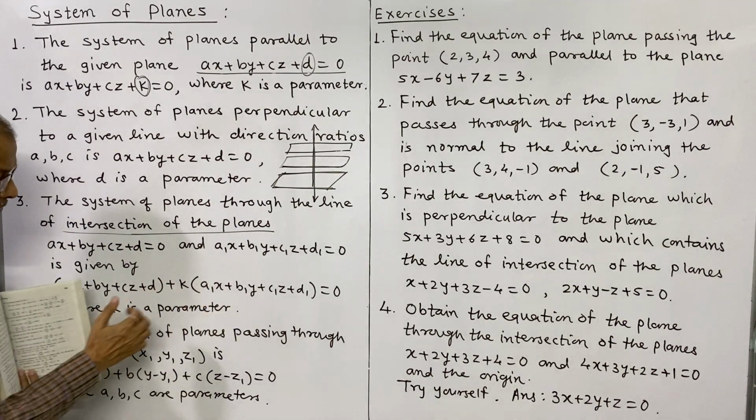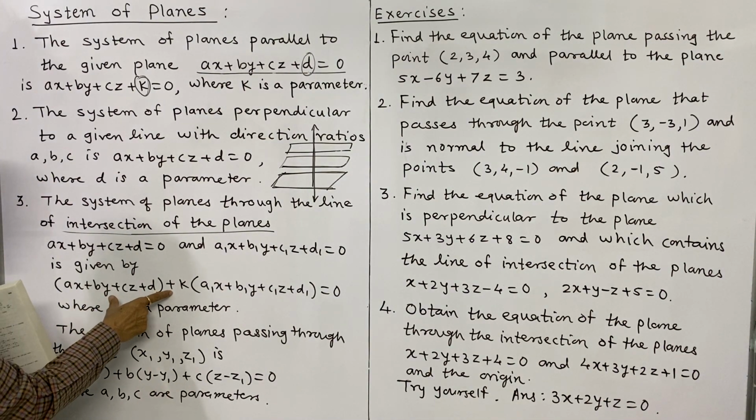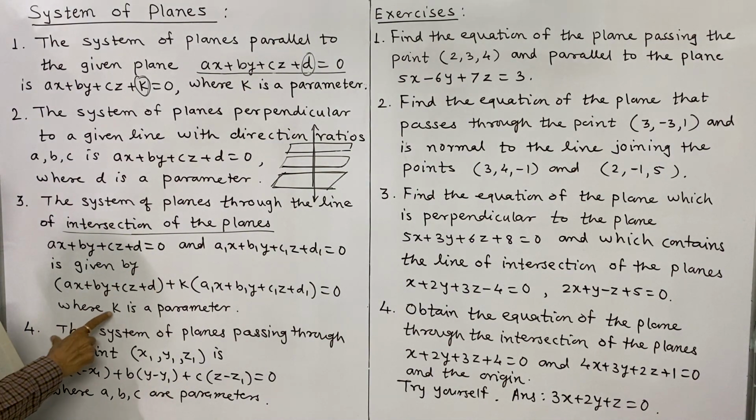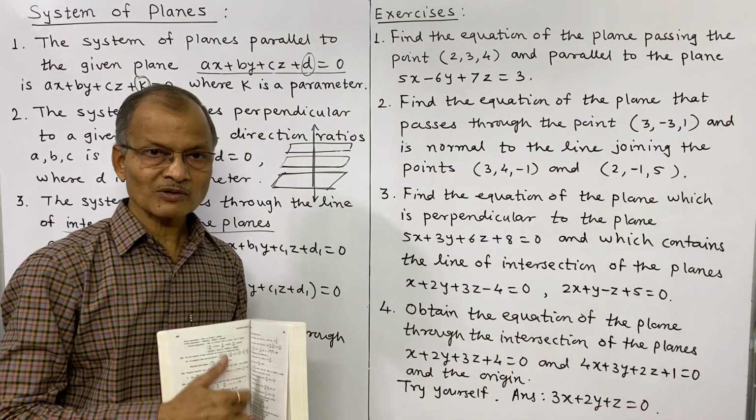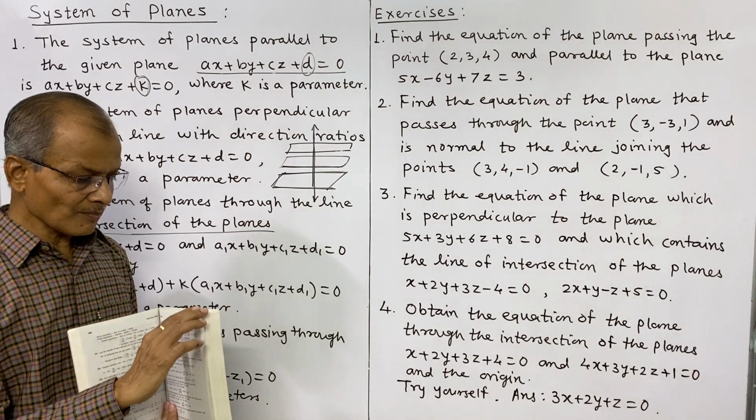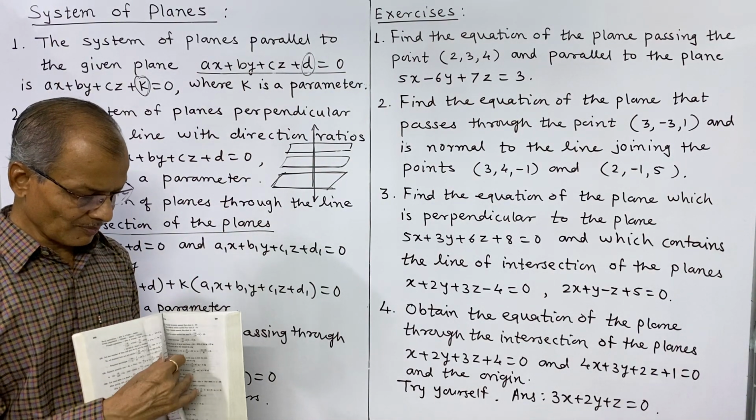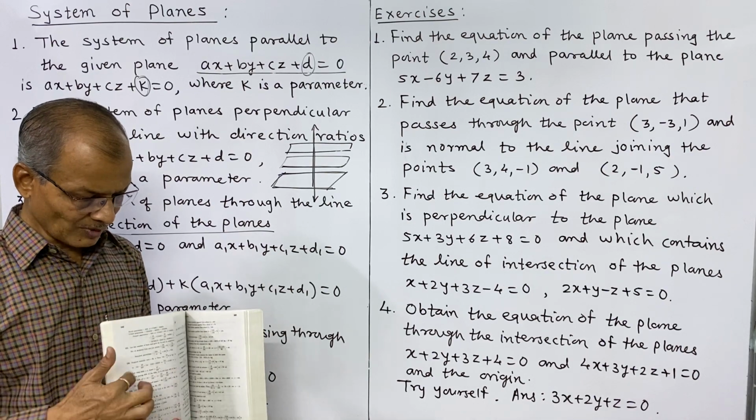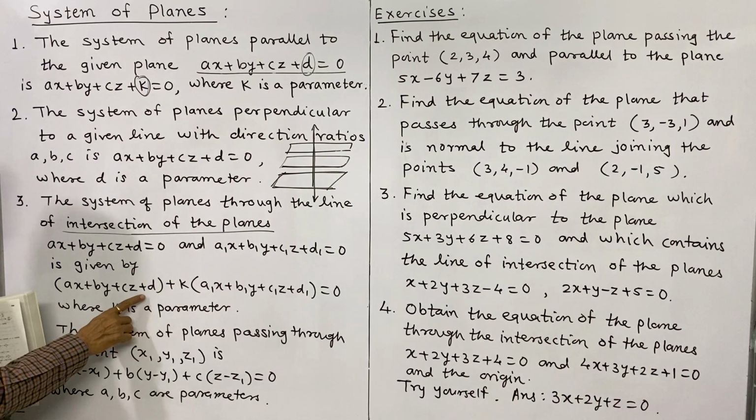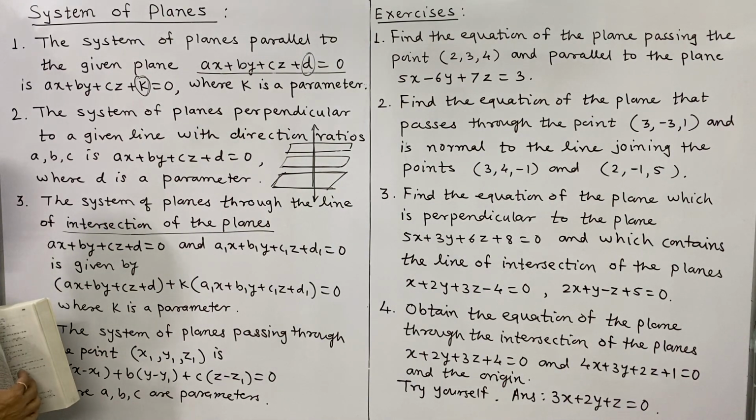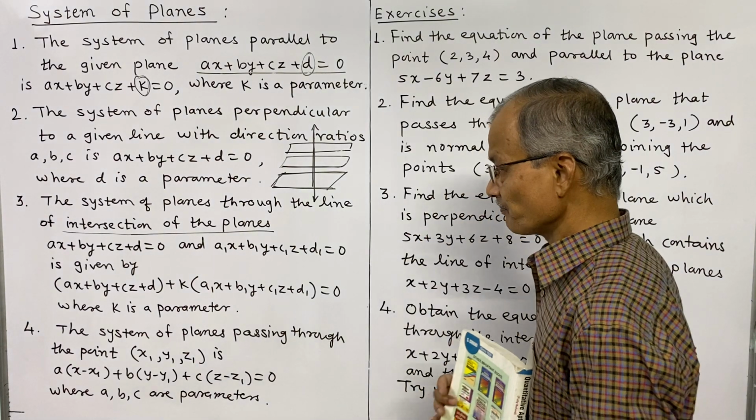because it will give a combined equation of the two planes, and that represents a line, and that will be another plane. That intersection will be a line, but the plane passing through that line will be a third plane. Like this. This is the plane which passes through the intersection of these two planes. That is the meaning of this system of planes passing through the intersection of two planes.